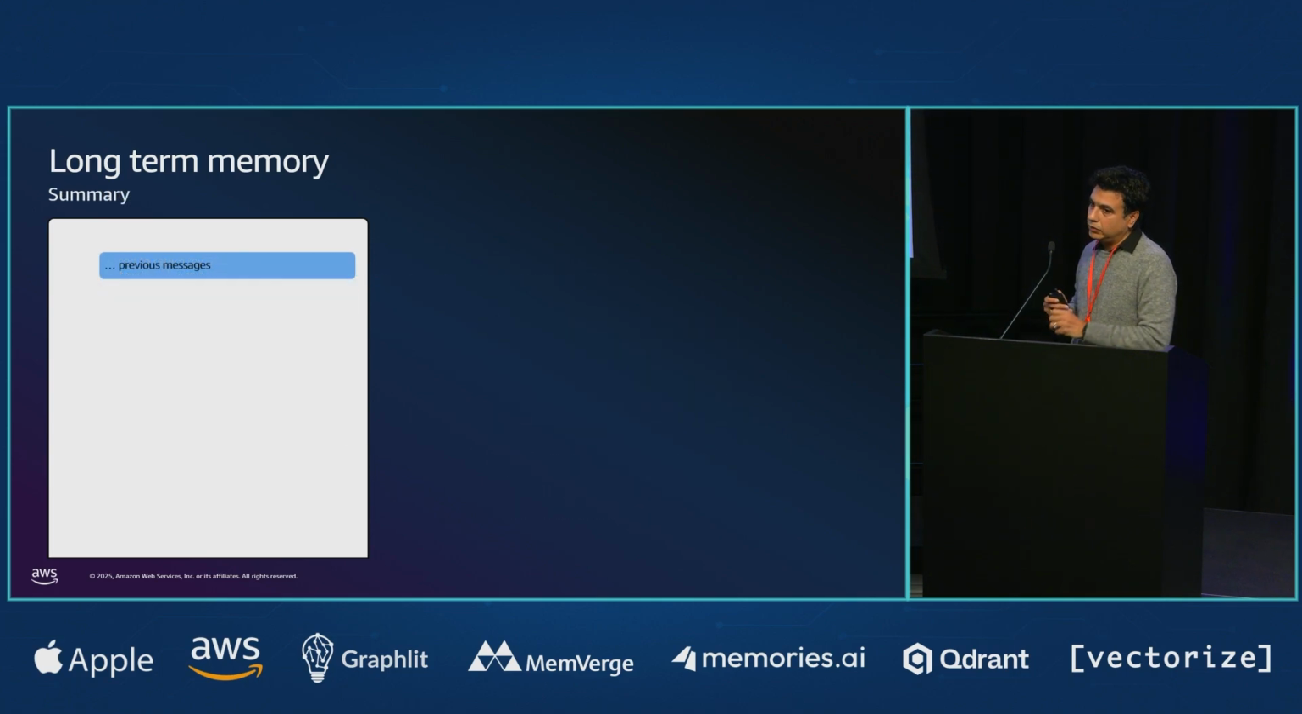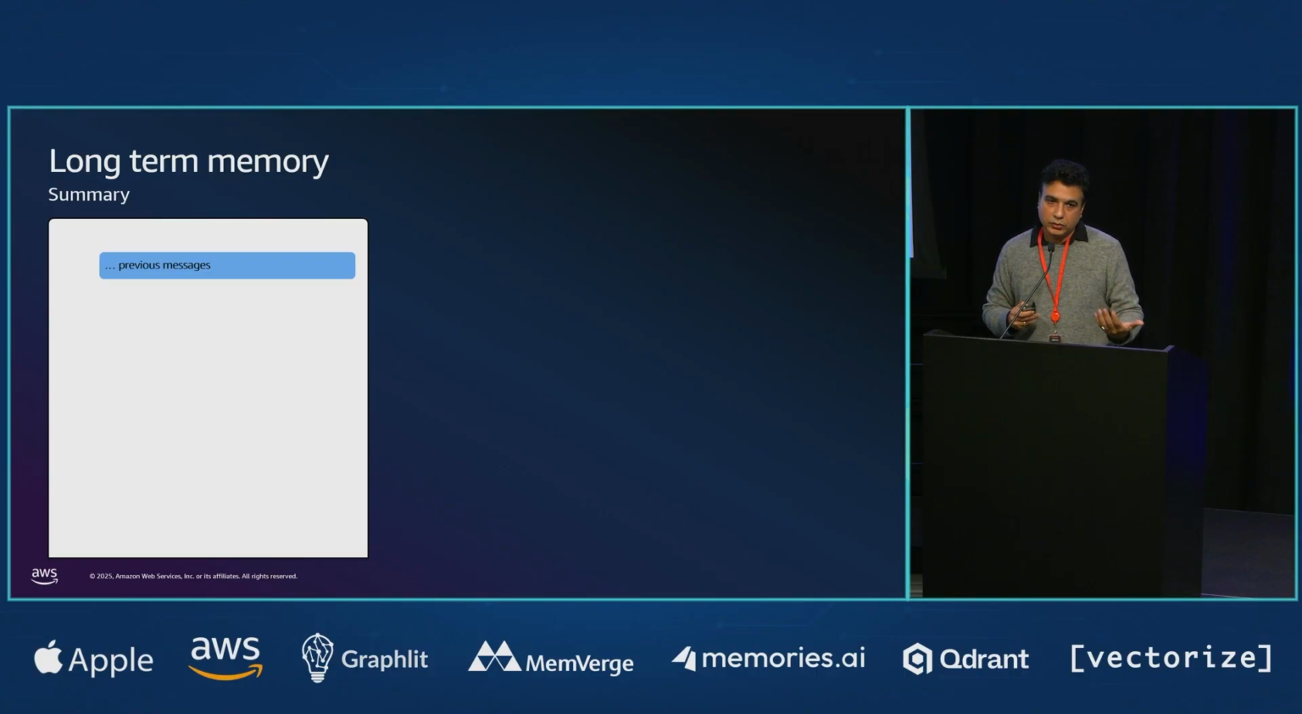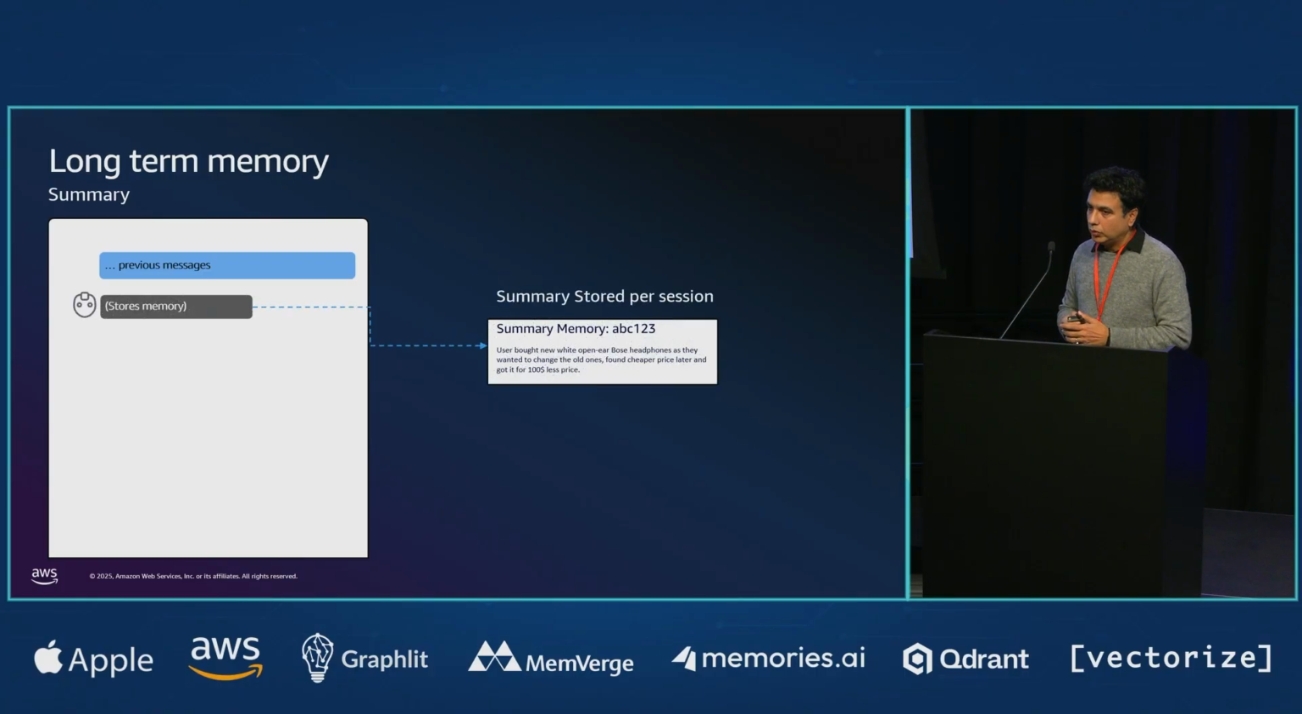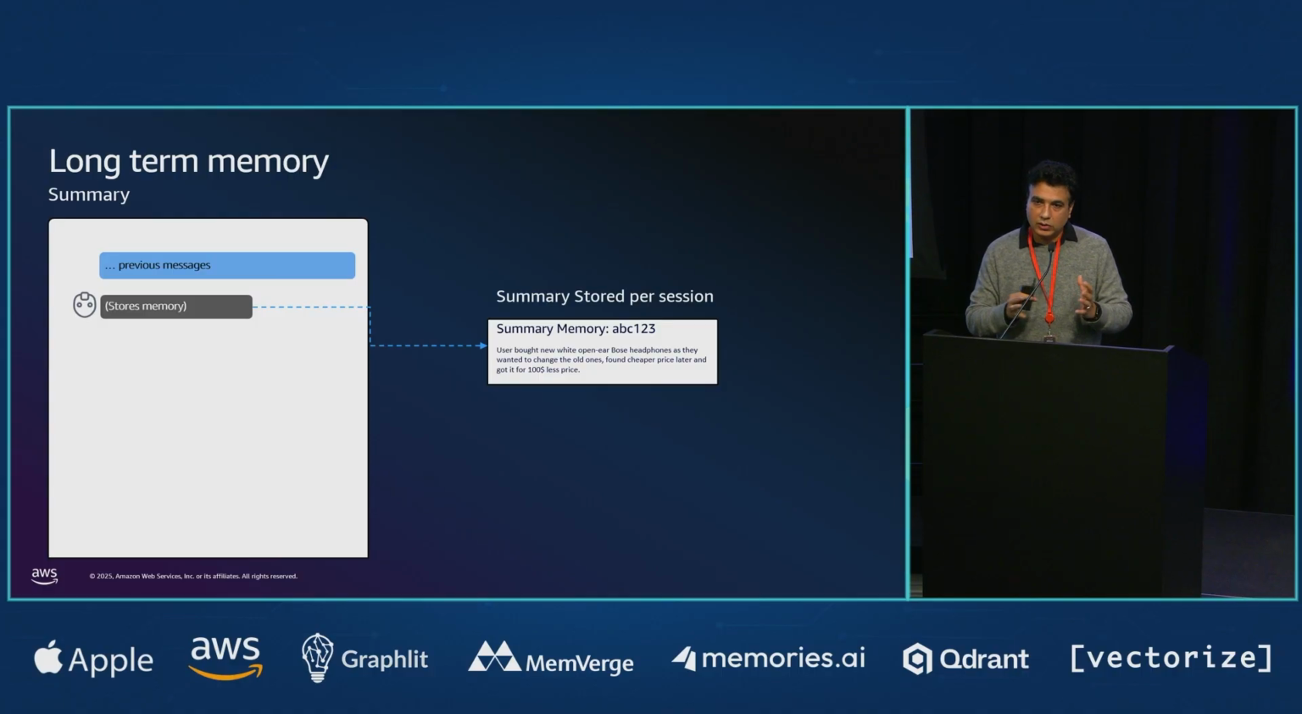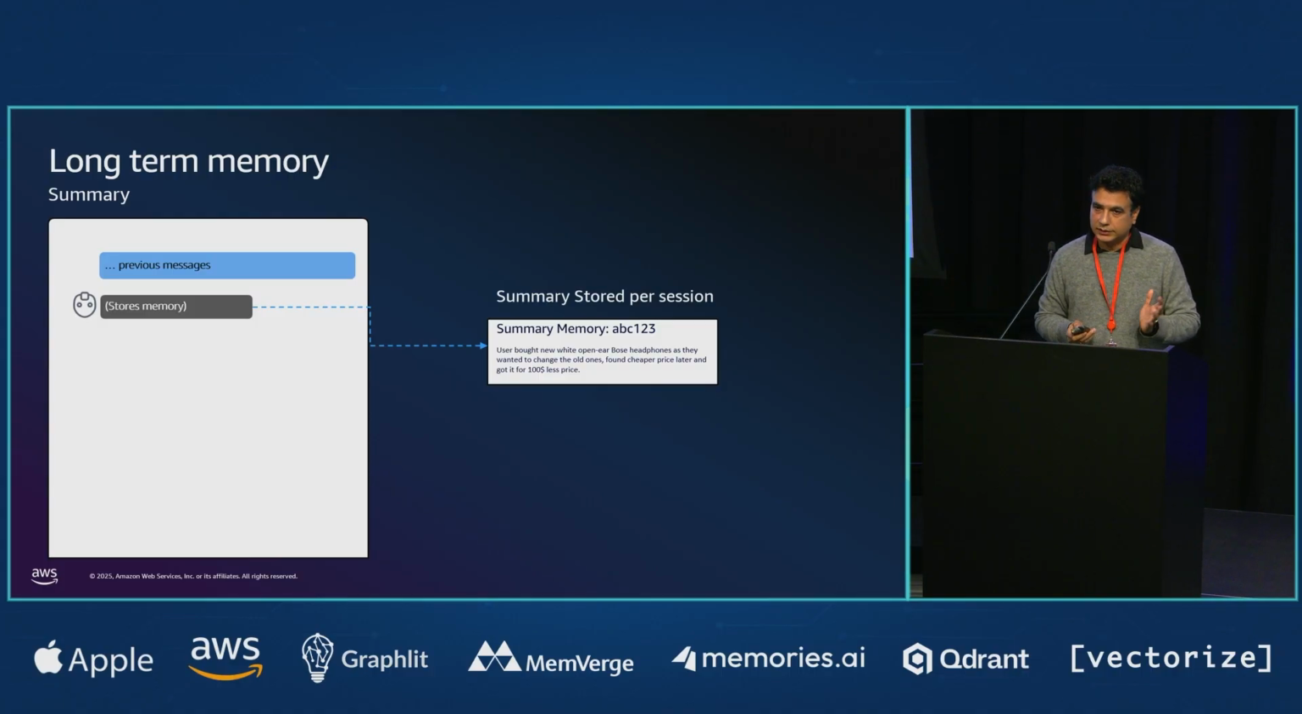Okay, what else does it do? So one is semantic memory that you're storing in the long term, which also includes the facts. It is also storing the summary. So once the session is ended, it stores something like this. User bought a new white open ear headphones as they wanted to change the old ones and found a cheaper one later, which is $100 less. So it's also storing kind of a summary once the session is ended.